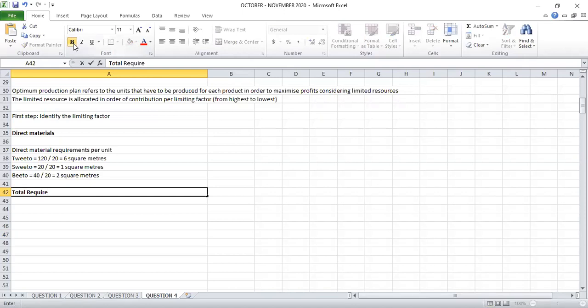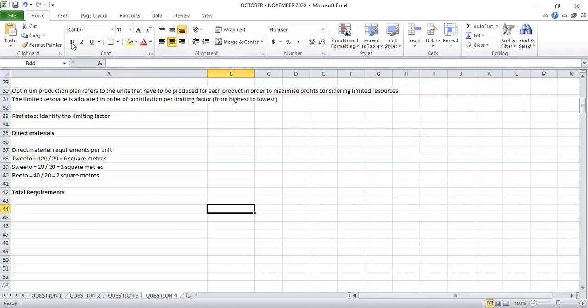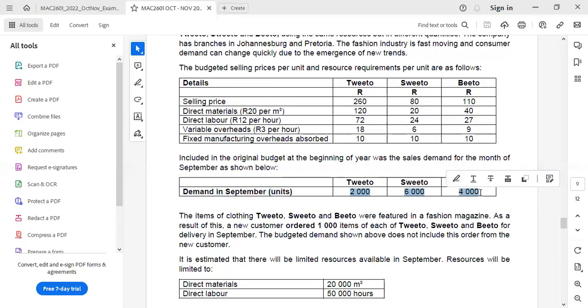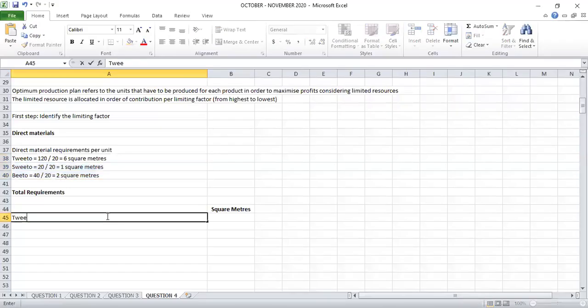We then compare them to the available to see if there is a problem there. Right. So to get the total requirements, we multiply the requirements per unit times the number of units. But let's not forget that our number of units will be adding 1,000 on each group. All right. So we're going to say Twito, $3,000 times 6, which gives 18,000 square meters.